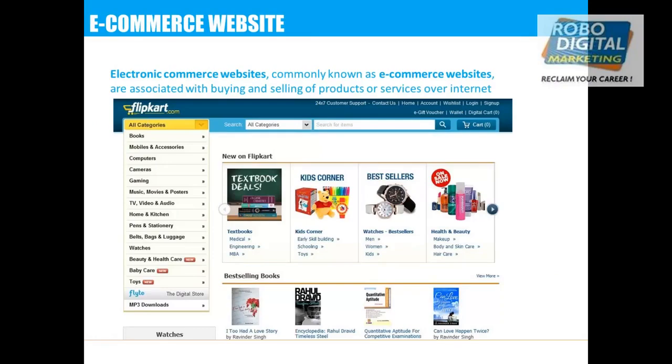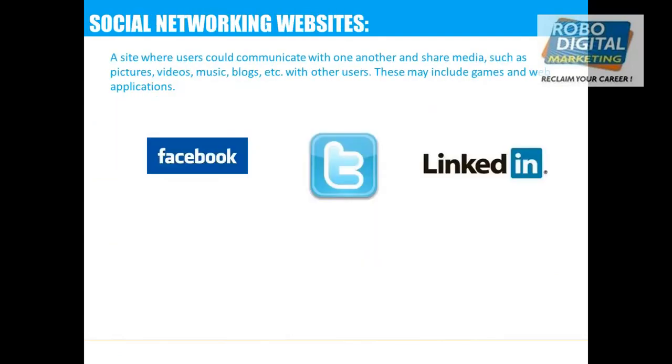Fourth is e-commerce. E-commerce websites are those websites where buying and selling of products or services happens over the internet, like Flipkart. And the last category of website is social media networks. I know you must be knowing it, like Facebook, Twitter, LinkedIn, YouTube, MySpace, Instagram, everything comes under that. So these points are clear.